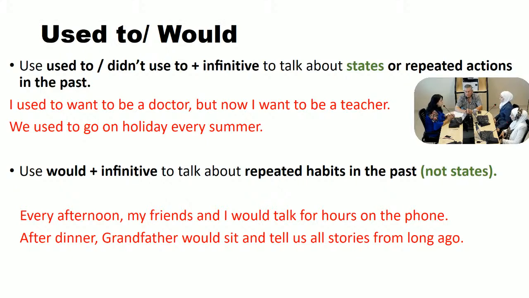Now about "would." "Would" can only be used with non-state verbs. We use it with the infinitive as well, about repeated actions in the past, but not state verbs. Every afternoon, my friends and I would talk for hours on the phone. "Talk" is an active verb, an action. After dinner, grandfather would sit and tell us all stories from long ago. So with "would," we can use actions and habits repeated in the past.